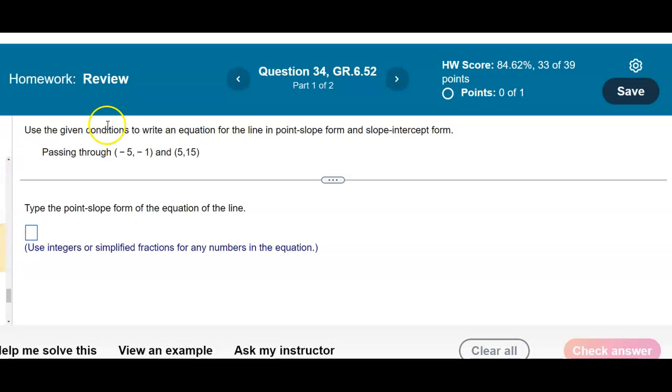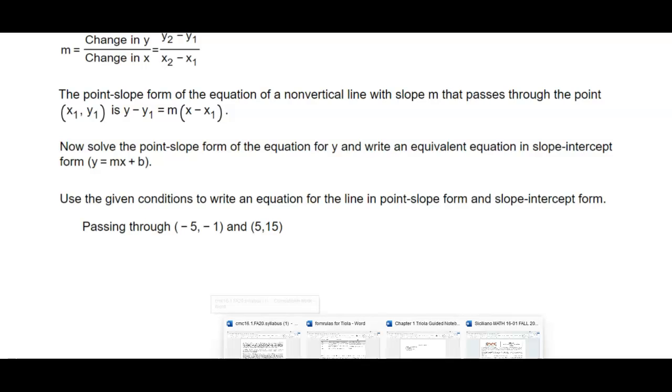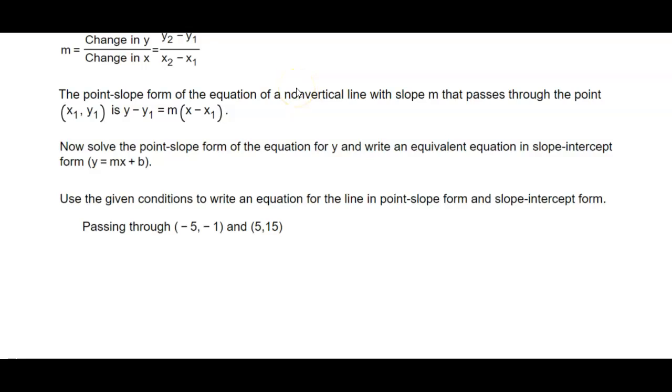In this problem, we want to use the given conditions to write an equation for the line in point-slope form and slope-intercept form. It's passing through the following points: (-5, -1) and (5, 15). There are three things we're going to have to do in this problem. The first is to find the slope. The second is to find the point-slope form. And the third is to find the slope-intercept form.